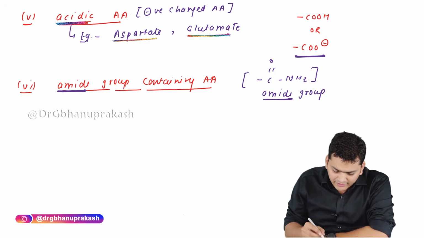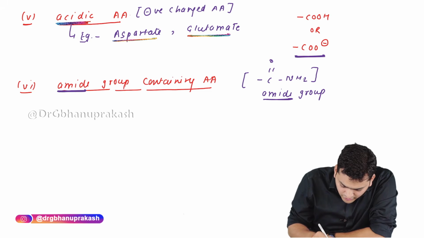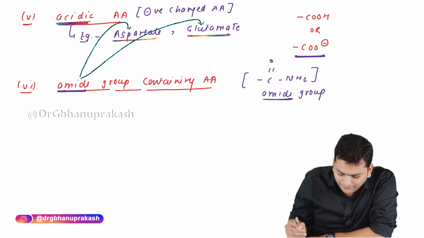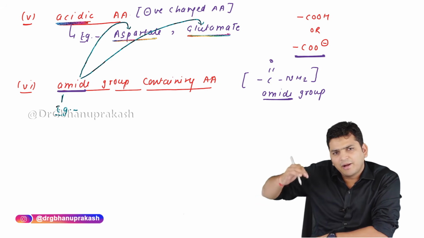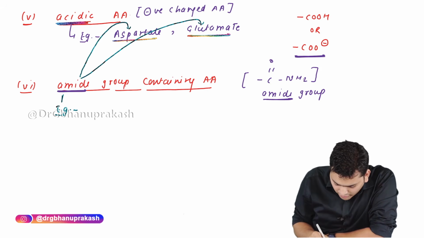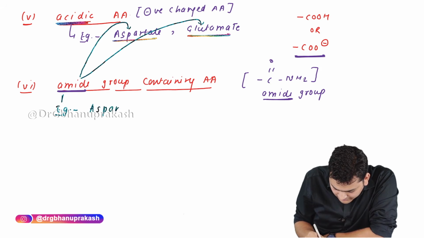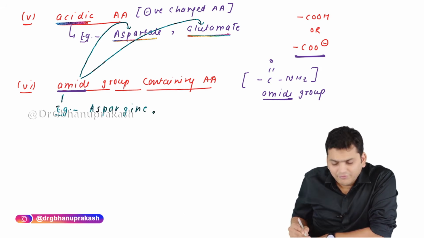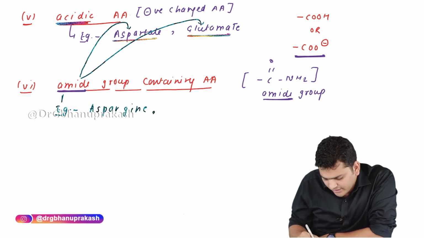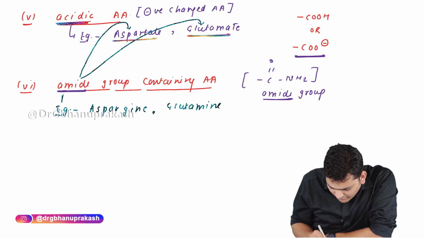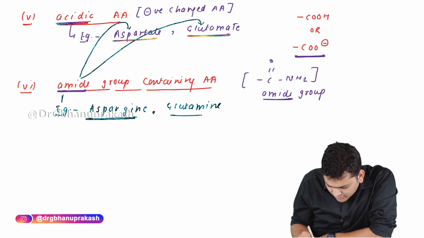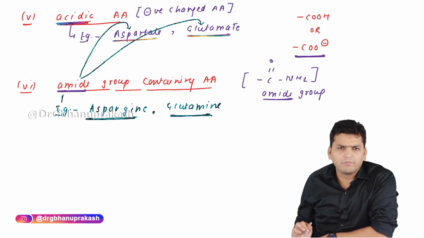So what is going to happen is that this amide is going to attach on the aspartate, as well as on the glutamate. So when it comes to examples of amide group containing amino acids, I can see that amide will go and attach on aspartate. It will make a molecule that is called asparagine. If amide goes and attaches on glutamate, it will make the molecule with the name glutamine. So we have understood that the amide group containing amino acids are asparagine and glutamine.